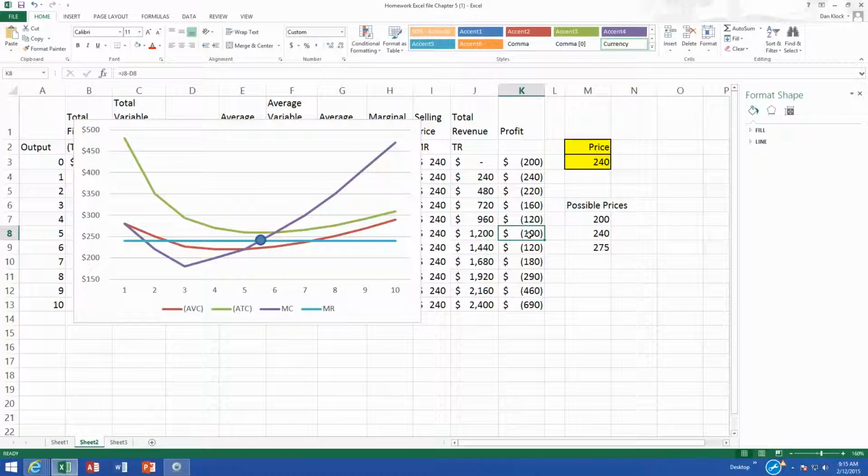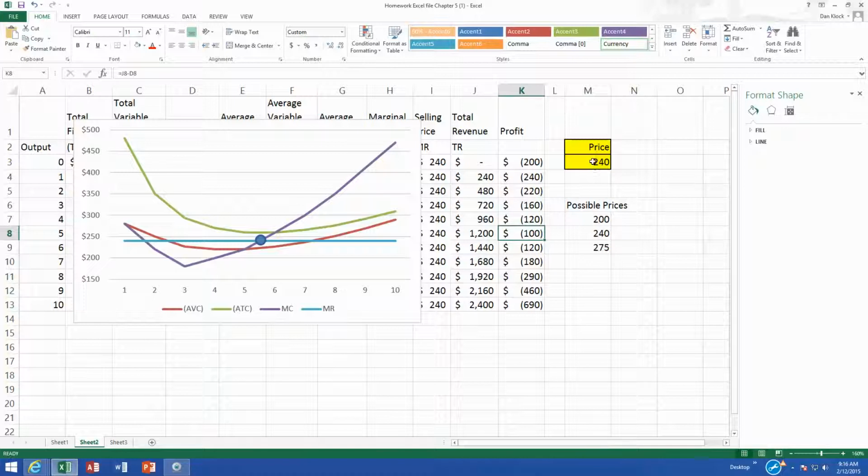where MR equals MC, our profit is negative 100, but we would still operate because if we close down, we would lose $200 in this period. So in the short run, we would keep going because it would be less of a loss. In the long run, of course, we'd have to shut down.